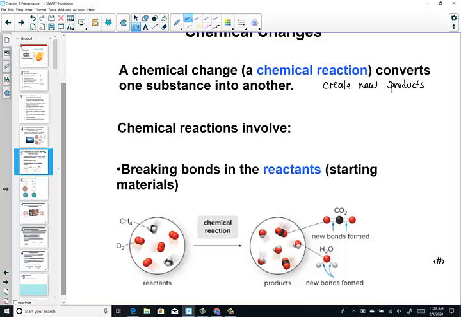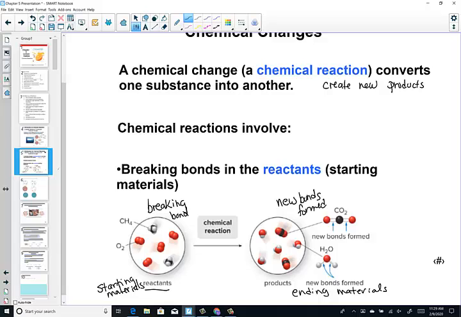The reactants break bonds. So we can see this definition. The reactants are the starting materials, and the products are the ending materials. We say things such as reactants yield products, reactants go to products, reactants form products, whatever you want for that arrow. A chemical reaction involves breaking bonds on the reactant side and forming new compounds on the product side.